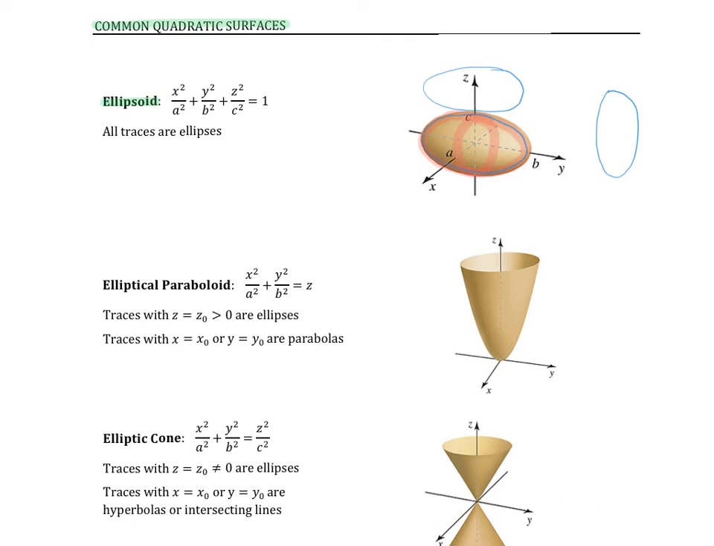If I do have an ellipsoid, its general form is given by this equation here: x squared over a squared plus y squared over b squared plus z squared over c squared is equal to 1. Equations of this form will have all traces that are ellipses, which is why it's called an ellipsoid. Okay? So the traces are generating the shape.